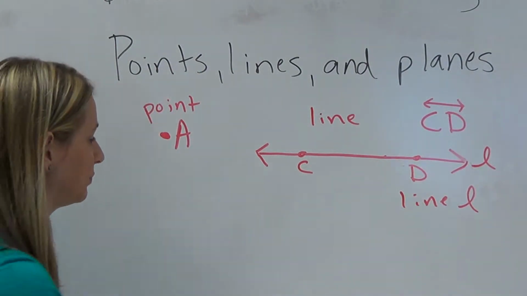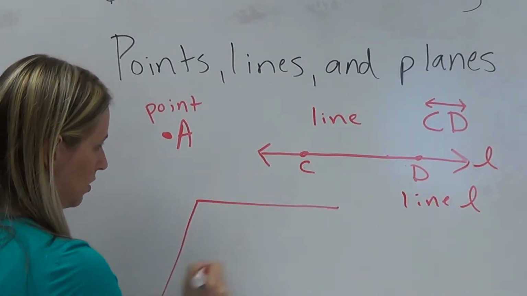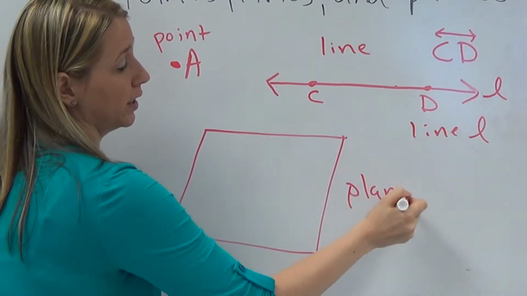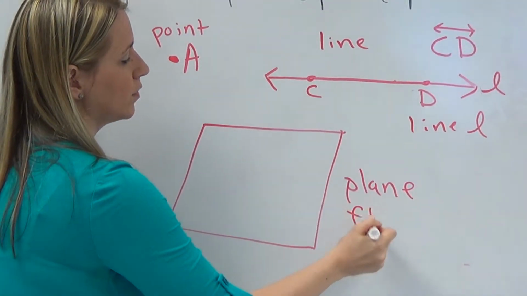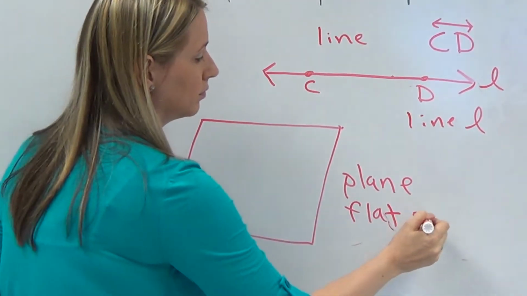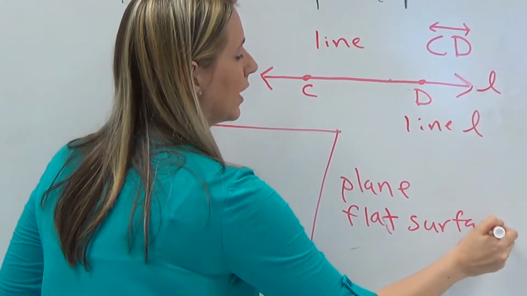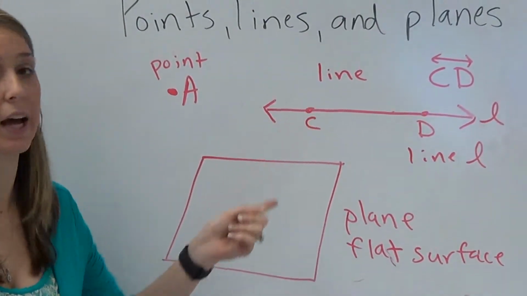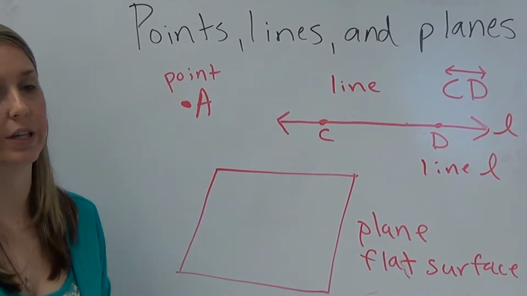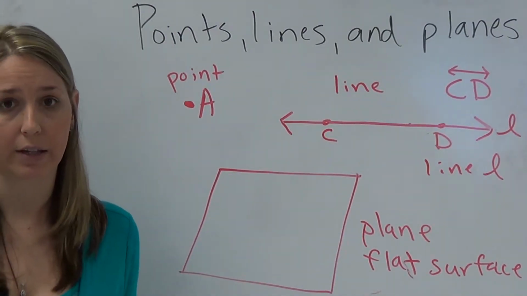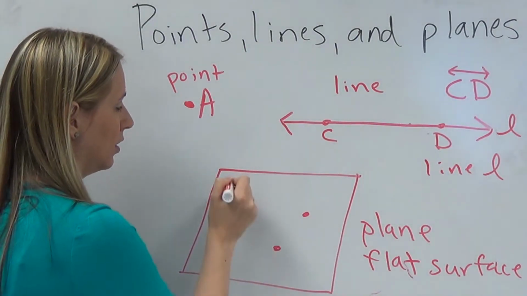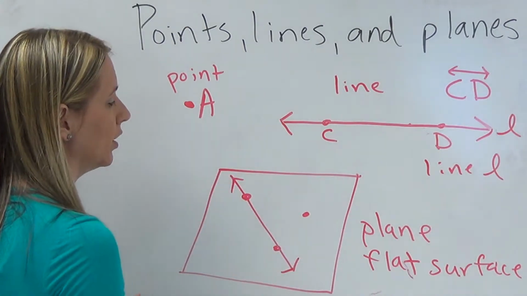And then we have a plane. A plane, not like an airplane, but a plane is just a flat surface. A plane is made up of points and lines. If you think about a flat surface like the wall or the ceiling or the floor, that's a plane. So within the plane we have points and we have lines, and so forth and so on. That's how it's made up.